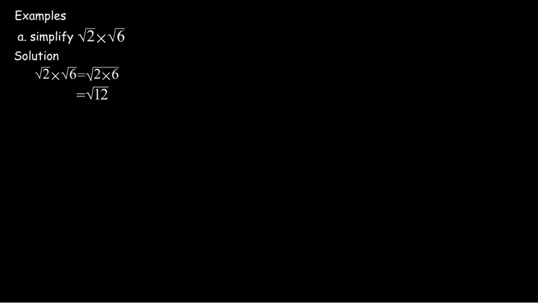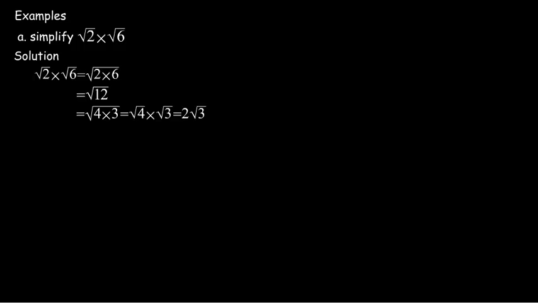Now our very first example states: simplify root 2 times root 6. Now for our solution, remember when we are multiplying sword, root 2 times root 6 will be equal to root 2 times 6, which is equal to root 12. But we can break 12 into 4 times 3, and we know the square root of 4. So it becomes root 4 times 3, which is equal to root 4 times root 3. The square root of 4 is 2, so it will be equal to 2 root 3.